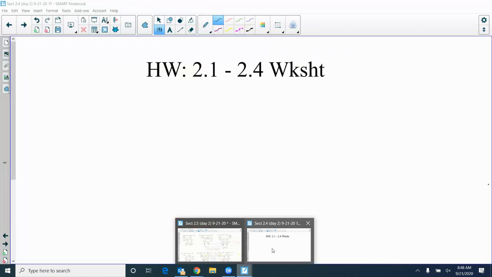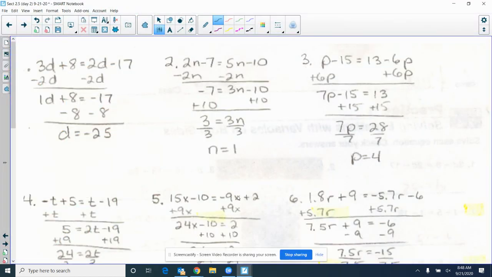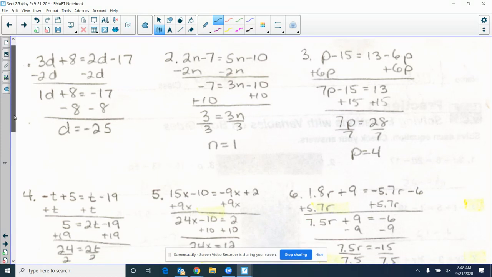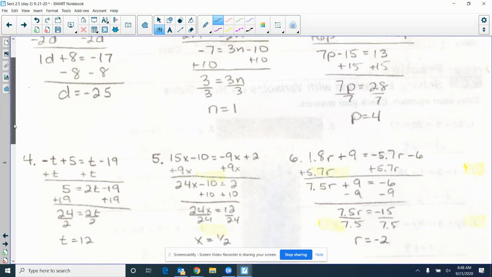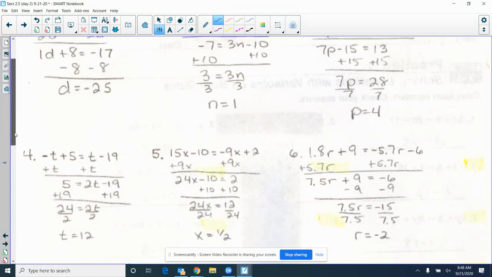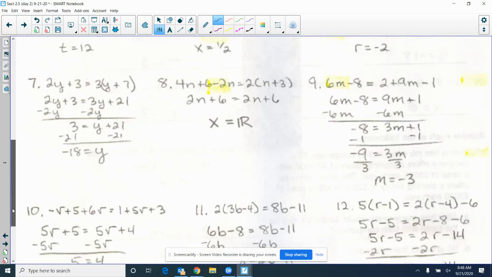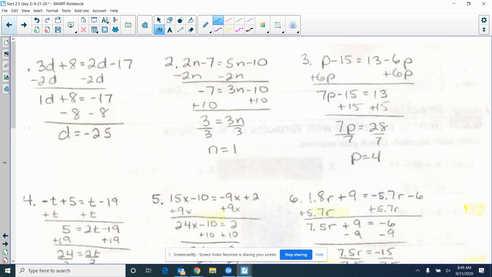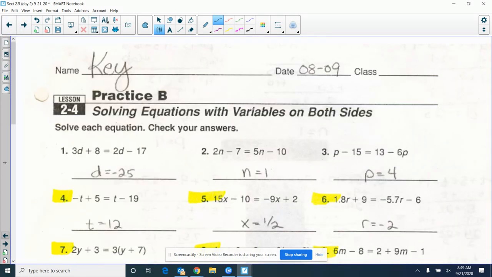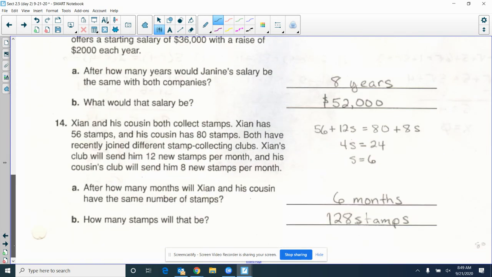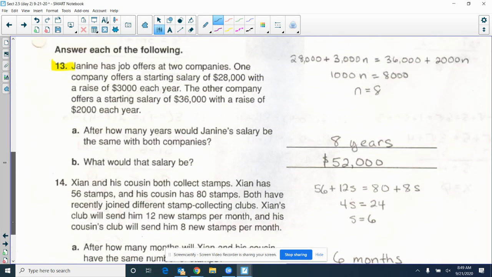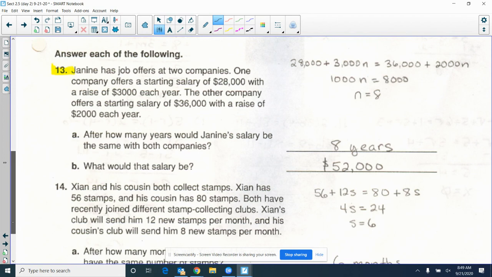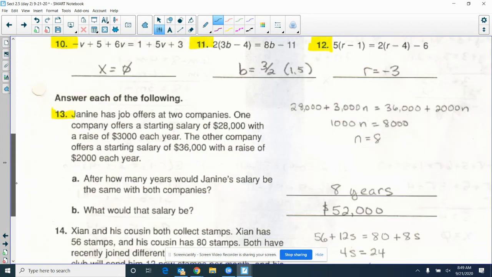Also on here, I have everything with the work on it, so you can go back and double check what it should be. There's 1 through 12 listed here. The work for 13 and 14 is on this part right here, the equation set up, and you did a really good job on number 13.